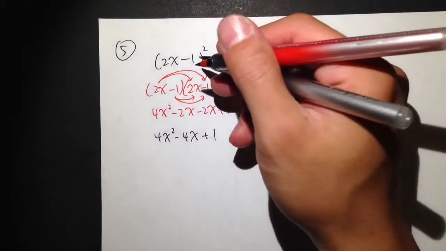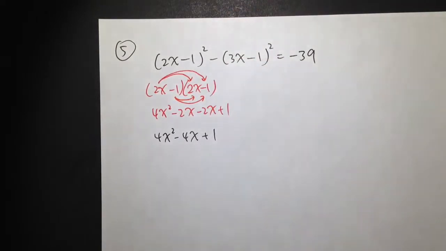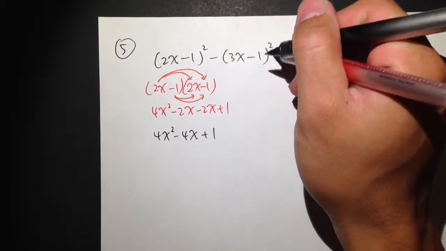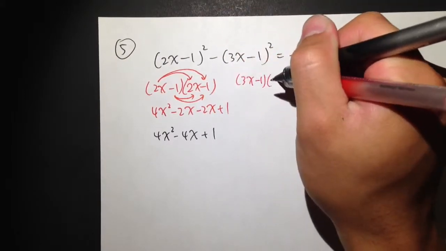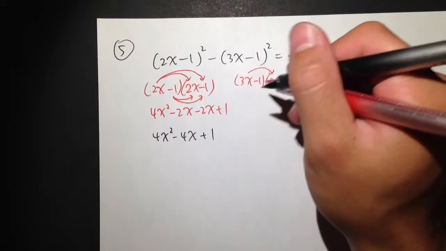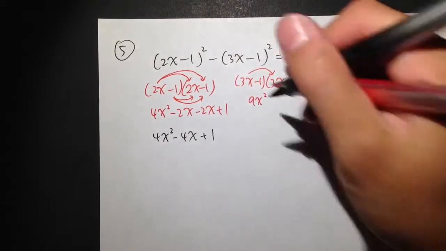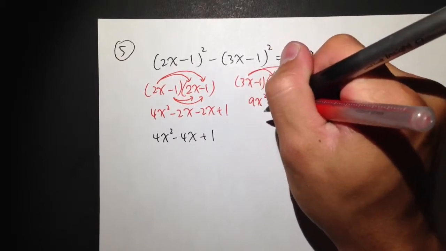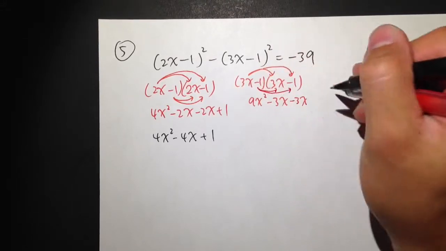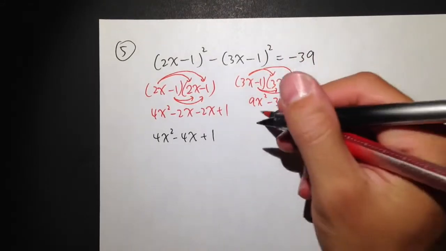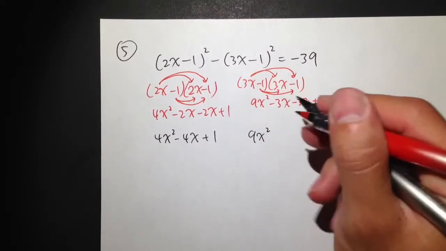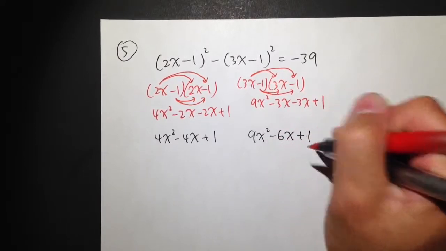There's also a formula that you can use to go from here to here in one step. You can use that, that's okay. So for this one, (3x - 1) squared, let's write down (3x - 1) twice: (3x - 1) times (3x - 1). And then we'll multiply this out. 3x times 3x, we get 9x squared. 3x times negative 1, we get minus 3x. Negative 1 times 3x, we get minus 3x. Negative 1 times negative 1, we get plus 1. When we combine terms, we get 9x squared, negative 3x minus 3x is negative 6x, plus 1.